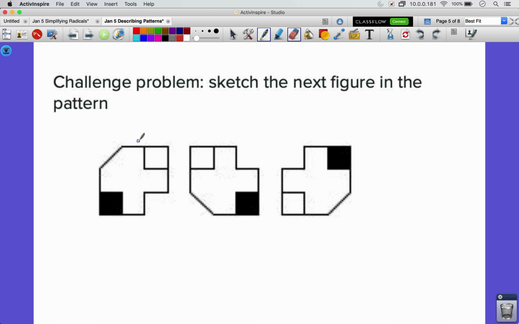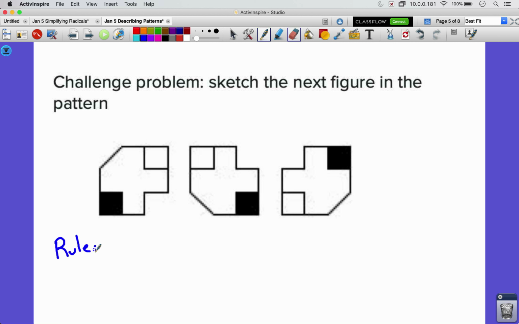Here's another rotating pattern, but it's a little bit more tricky. See if you can pause the video here and correctly sketch the next figure here. All right, I'm going to try and do this. So I notice my black square here goes from the bottom left to the bottom right. So in order to do that, we must be rotating counterclockwise 90 degrees.